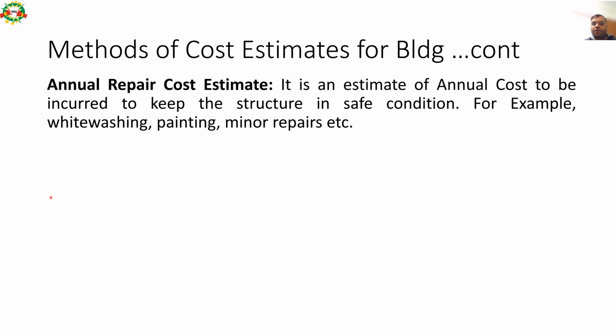So the next method of cost estimation is annual repair cost estimate. It is an estimate of the annual cost to be incurred to keep the structure in safe condition. For example, whitewashing, painting, minor repair, etc. So it is the amount of expenditure that we are required to incur to maintain the building. It is a maintenance cost, or you can say the annual repair cost of the building.